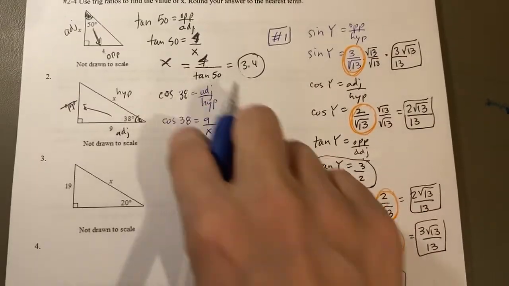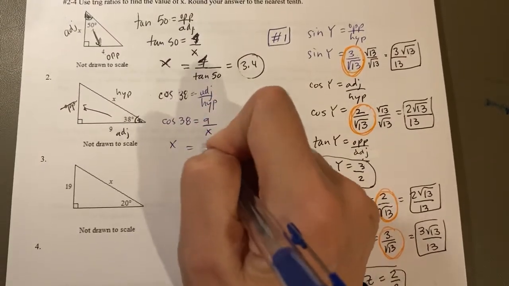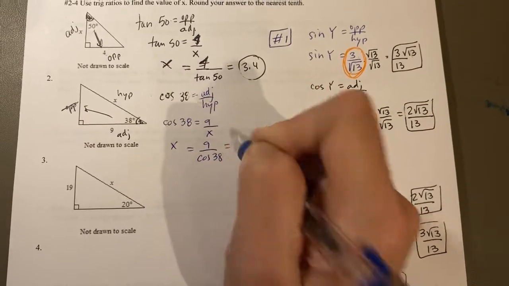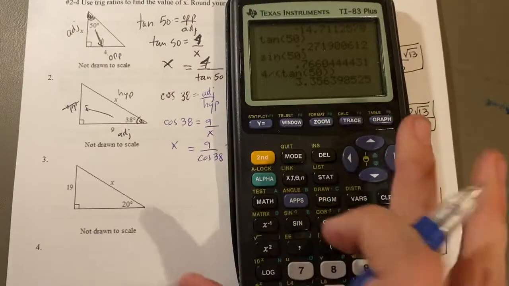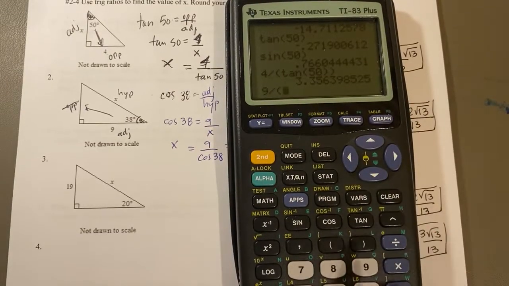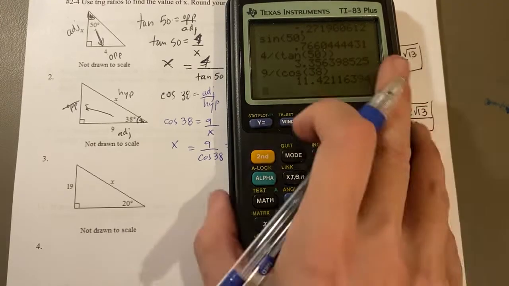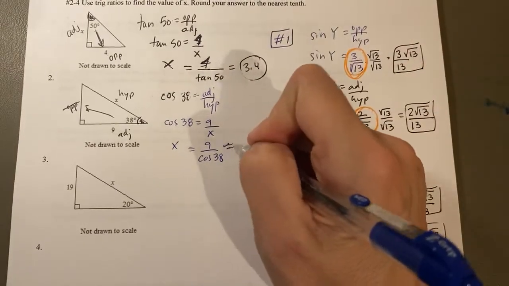Now it looks like swapsies is going to work really well here too. Okay, so now we just got to type this in. What is 9 divided by cosine of 38? 9 divided by the cosine of 38. 11.4. Now I am rounding.